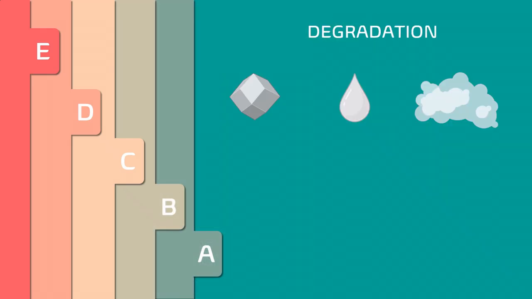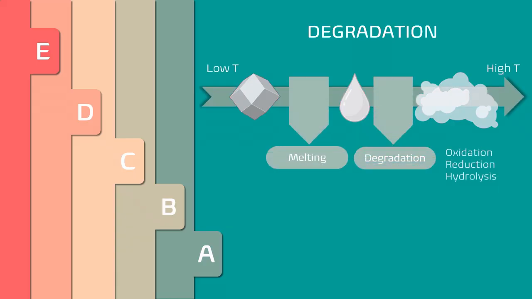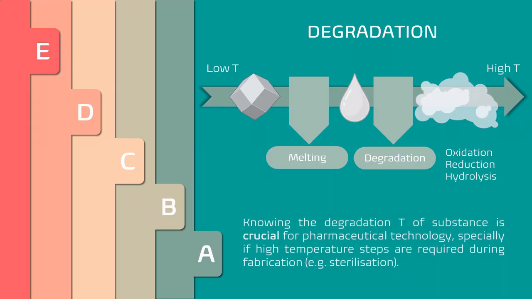Another important aspect of drug thermal behavior is degradation. High temperatures accelerate oxidation, reduction, and hydrolysis reactions, which lead to drug degradation. Knowing the temperature of this event is also important for the development of drug delivery systems, especially if high temperature steps are needed. For instance, we won't be able to sterilize by heat a substance that degrades at temperatures lower than 120 degrees centigrade. So all the thermal properties of a substance are a good piece of information during drug characterization, drug development, and medicine formulation.